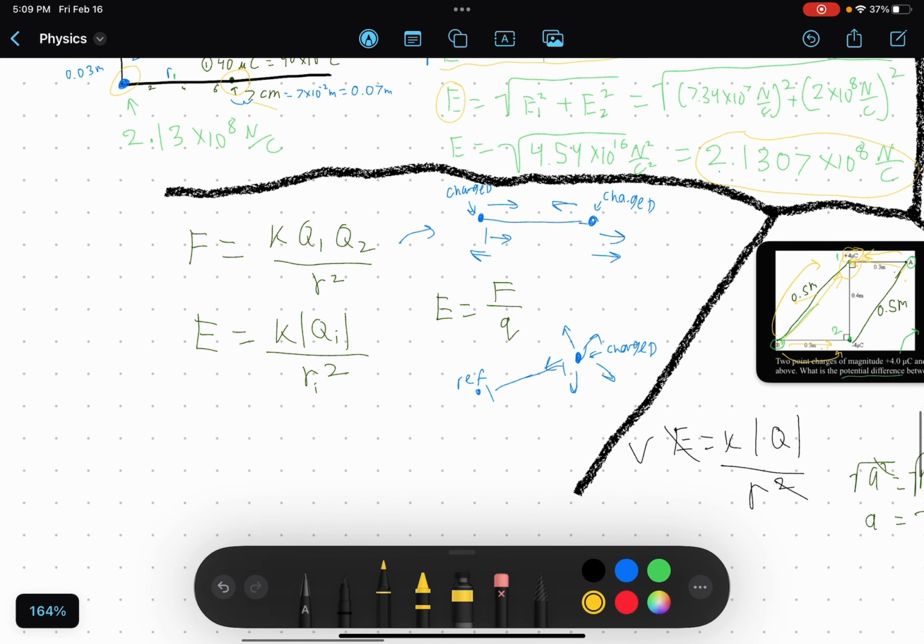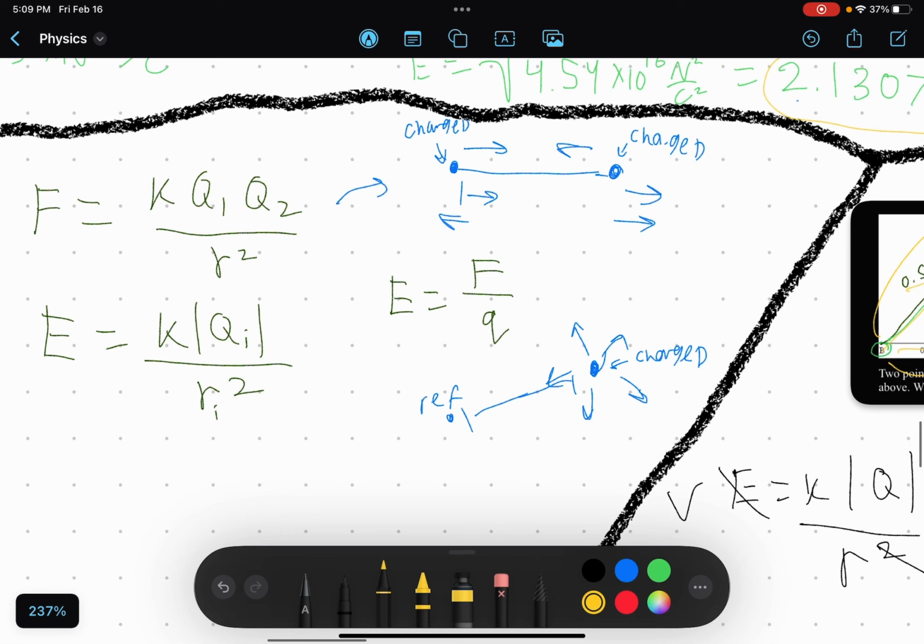And then we also noted that the difference between the force and the electric field is that the force uses 2 charges because it's looking at the interaction between the 2 charges. And the electric field is just looking at 1 charge because it's looking at how that charge is exerting its electric field. Anyway, that's all.